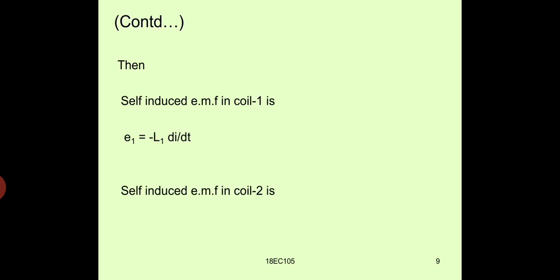Similarly, we know the voltage induced in a coil is equal to minus L di by dt, and there is a minus because the EMF induced will be opposing the very current that is creating it. Now similarly, the self-induced EMF in coil 2 is E2, and it is equal to minus L2 di by dt.